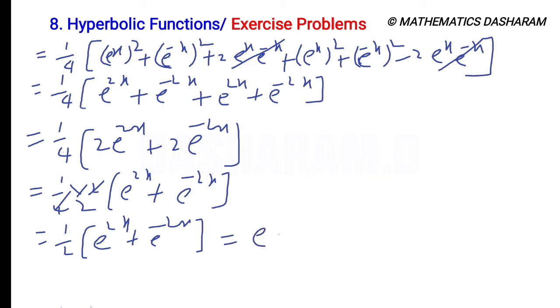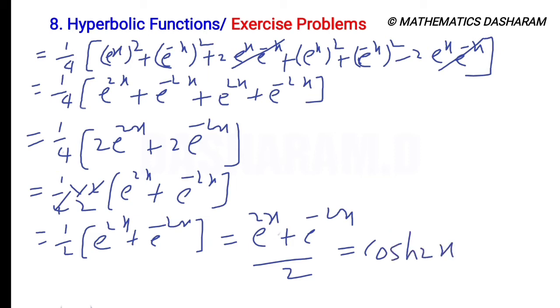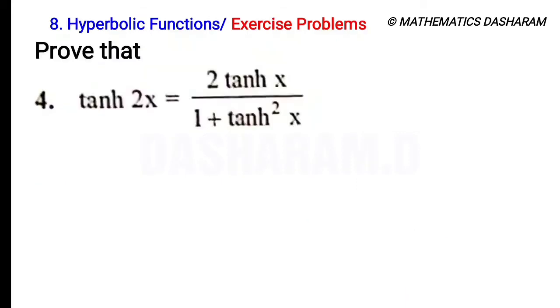It is equal to e to the power of 2x plus e to the power of minus 2x divided by 2. So then we can write cosh 2x. Why? Because at the x place we have a 2x. So then it is actually the cosh x formula, but at the place of x we have a 2x. So that is why it is equal to cosh 2x. Then it is LHS. So hence proved.